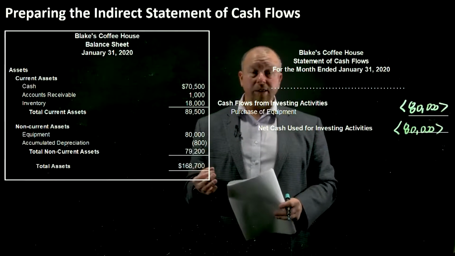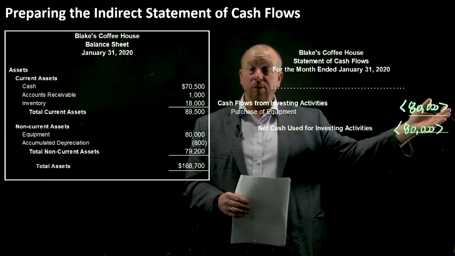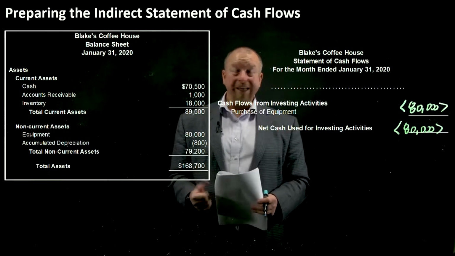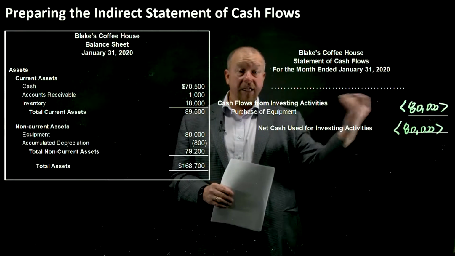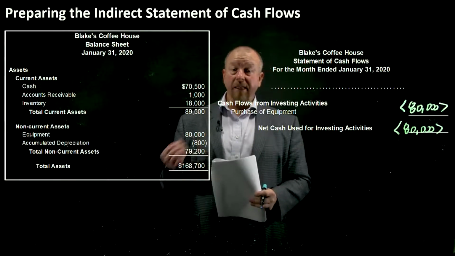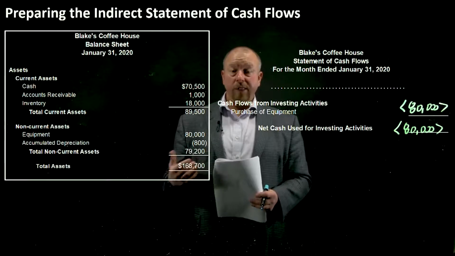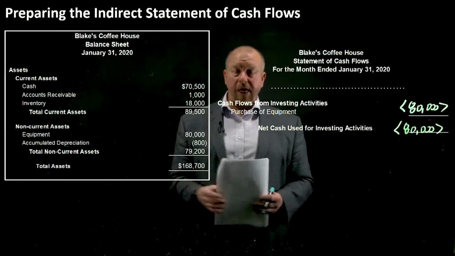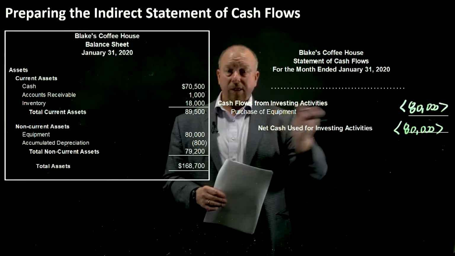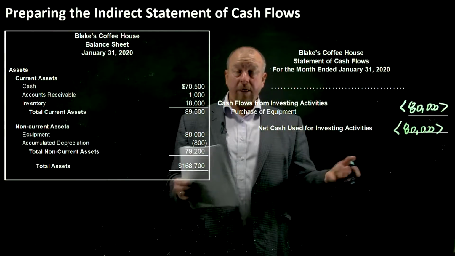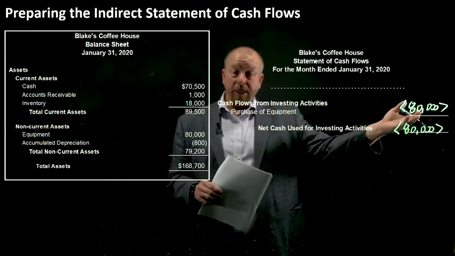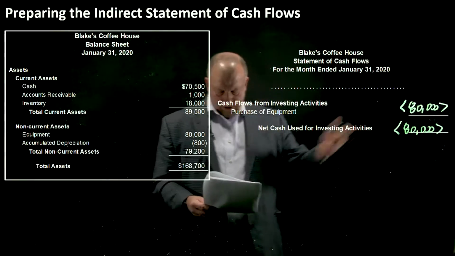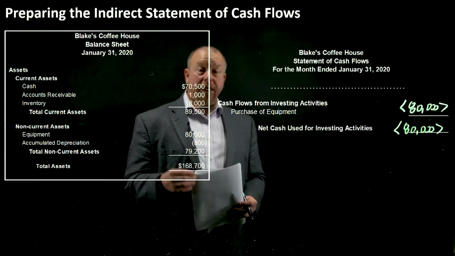Remember, the investing section could have cash outflows when a company purchases property, plant, equipment, or other long-term assets. It could also have investing inflows if the company is selling those types of assets. For example, let's say a company sells an old piece of equipment for $5,000. That would be cash inflows from the sale of equipment. Company in this case spends money to purchase equipment. That's a cash outflow.